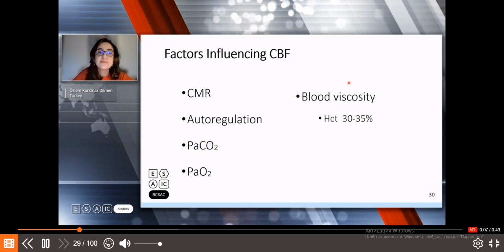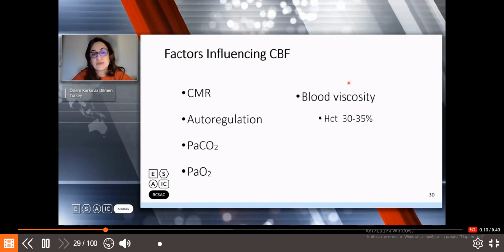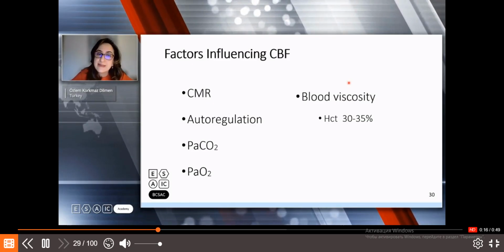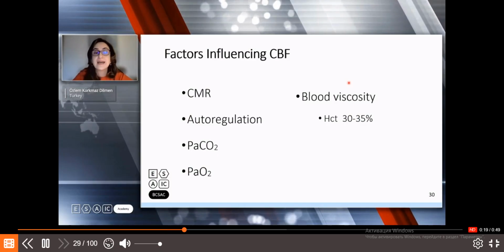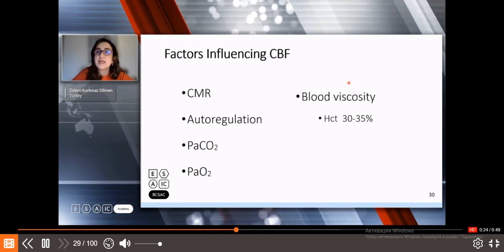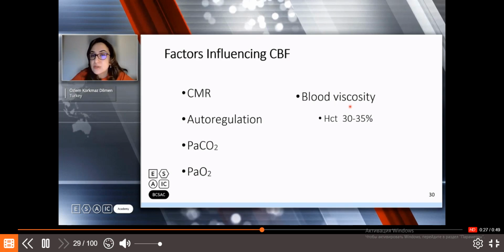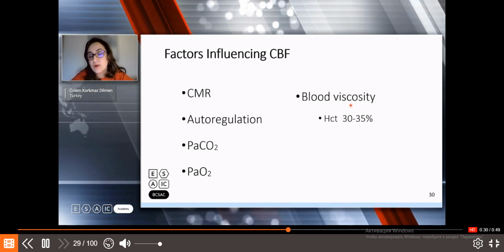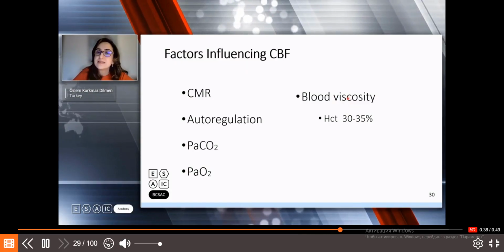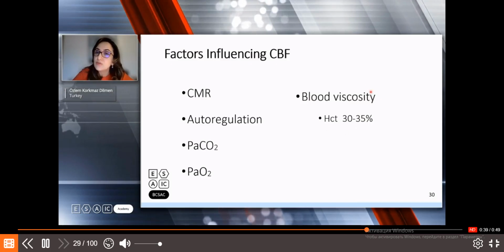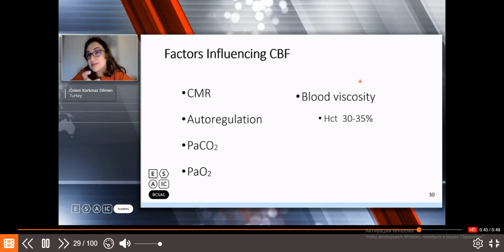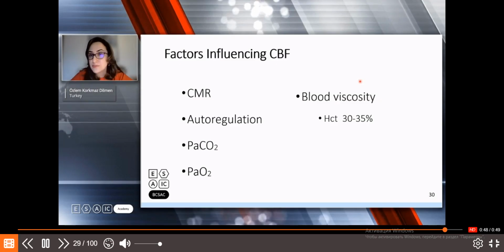As I mentioned, cerebral metabolic rate and cerebral blood flow are proportional. Now I'll give detailed explanations about autoregulation and the effect of PO2 and PCO2 on cerebral blood flow. The optimum blood viscosity regarding cerebral blood flow is achieved when the hematocrit level is between 30 to 35%. This knowledge is important, especially for subarachnoid hemorrhage cases, especially in the vasospasm stage, to improve perfusion.